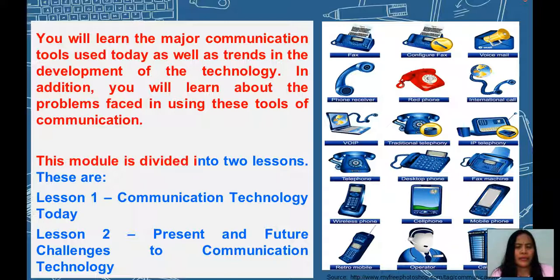This module is divided into 2 lessons. These are Lesson 1, Communication Technology Today. Lesson 2, Present and Future Challenges to the Communication Technology.